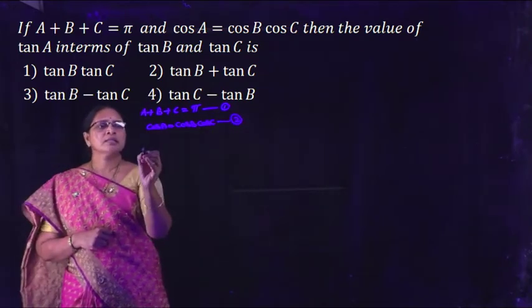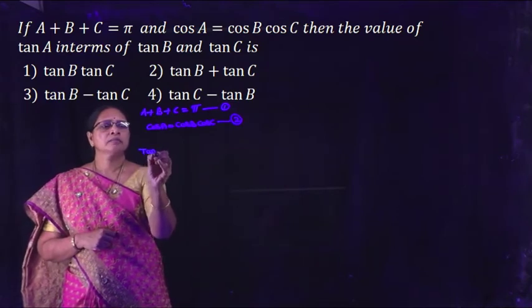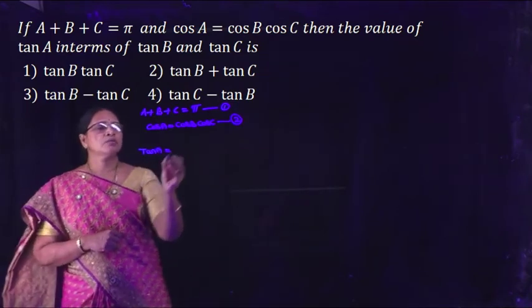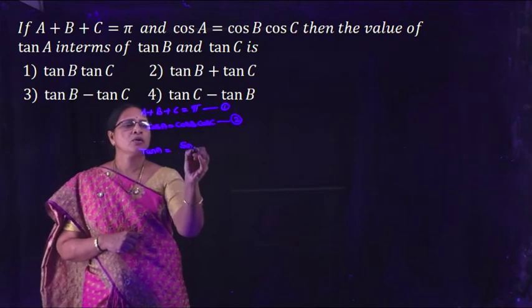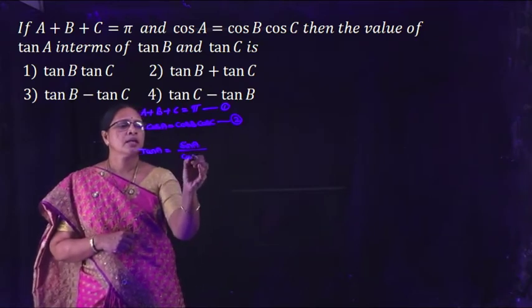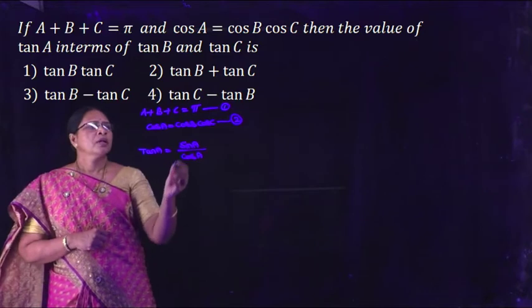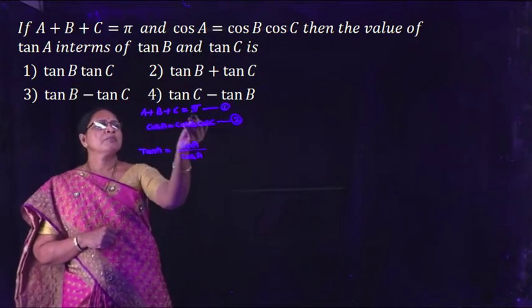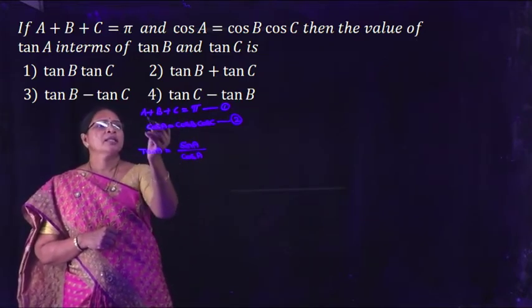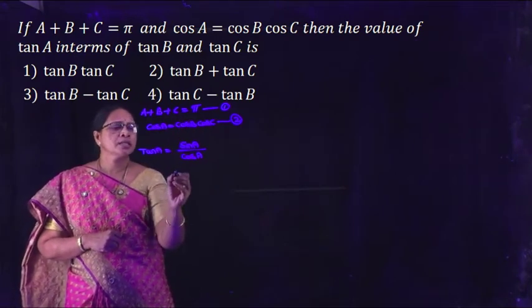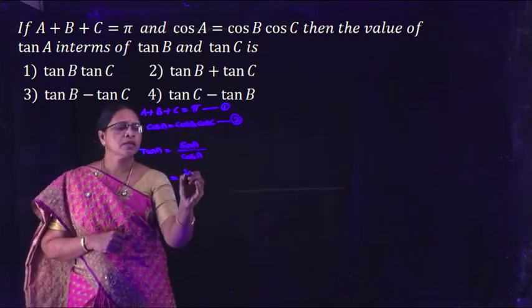Let us consider tan A. Tan A is equal to sin A by cos A. From equation 1, A plus B plus C is equal to pi, then A is equal to pi minus of B plus C. That equal to sin A.